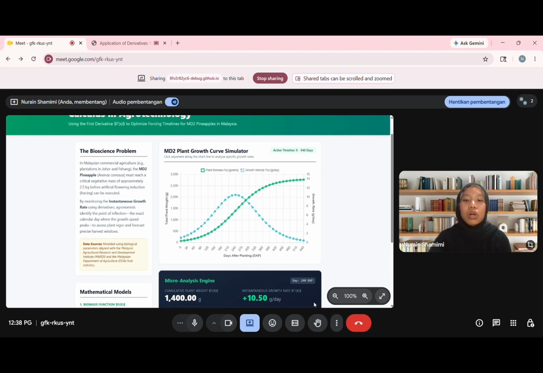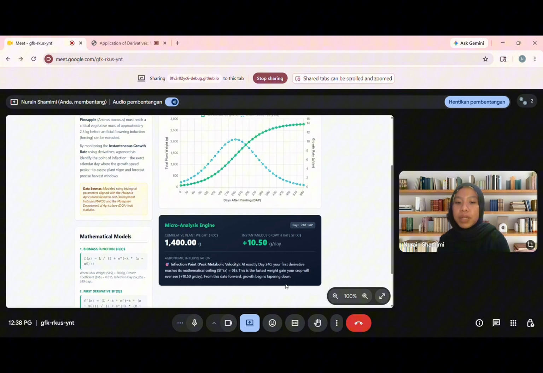This point is called the inflection point, where the first derivative reaches its maximum value. After this stage, the plants still grow larger, but the growth rate starts to slow down.